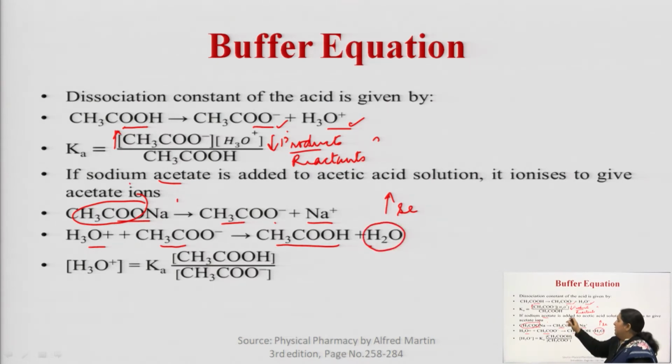So, this will decrease the concentration of the hydronium ion and will further decrease the dissociation of the weak acid. So, this is the effect of common ion. Because of the addition of sodium acetate, the dissociation of the acetic acid has been hindered. So, this is known as the common ion effect.